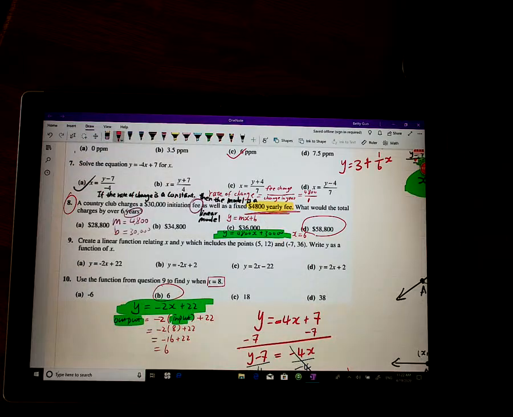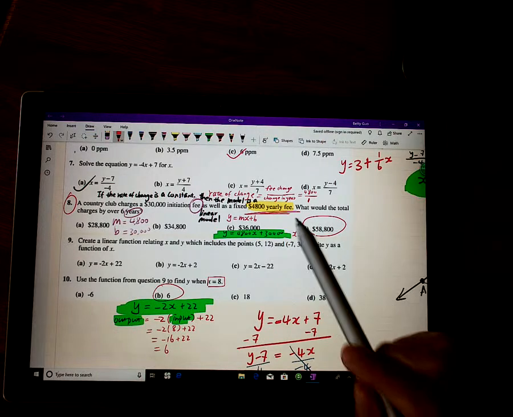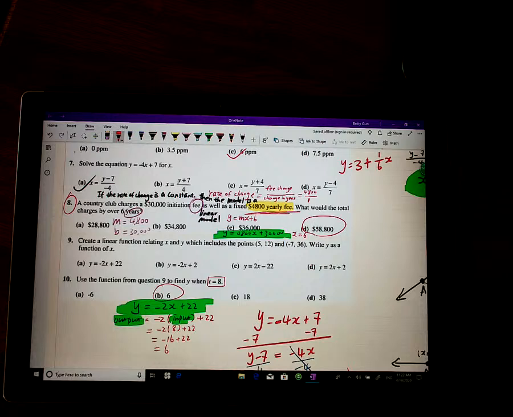A, right? Number 8, a country club charges a $30,000 initiation fee as well as a fixed $4,800 yearly fee. What would the total charges be over 6 years? So this is a linear modeling problem, a real linear modeling problem. We need to understand why this is linear.